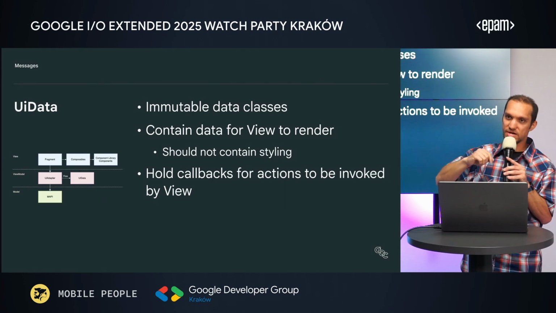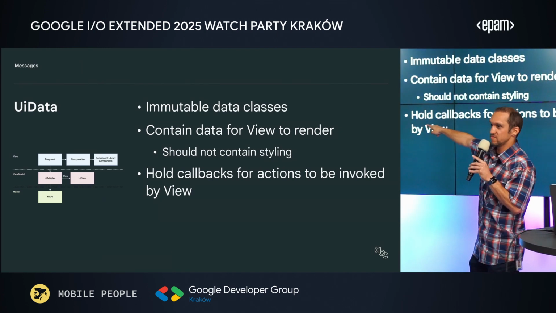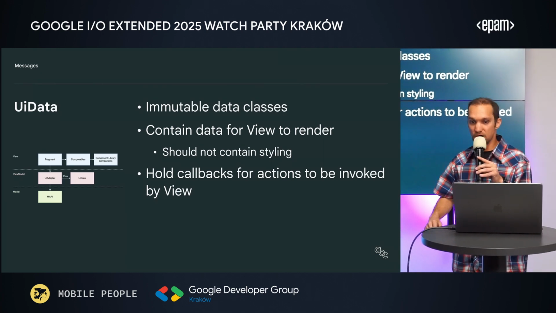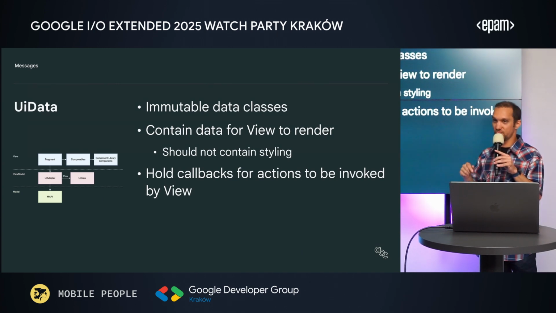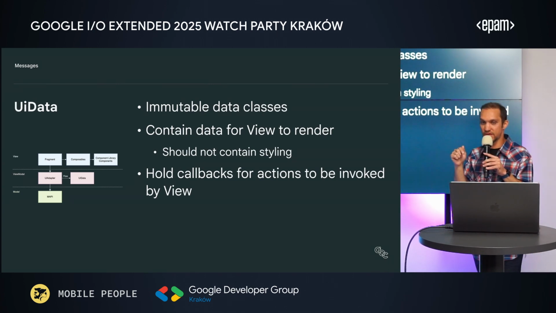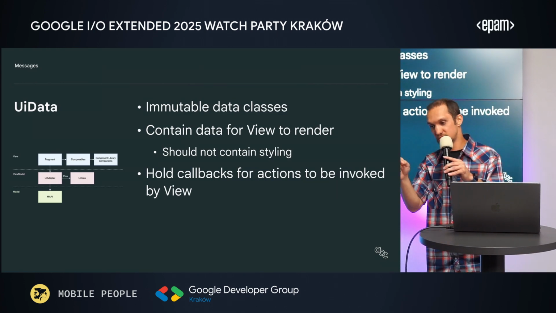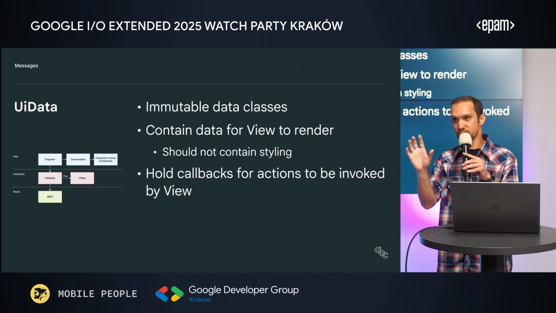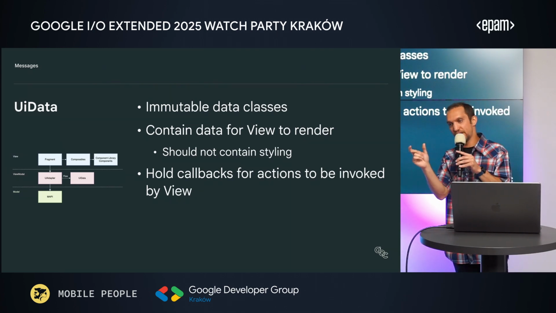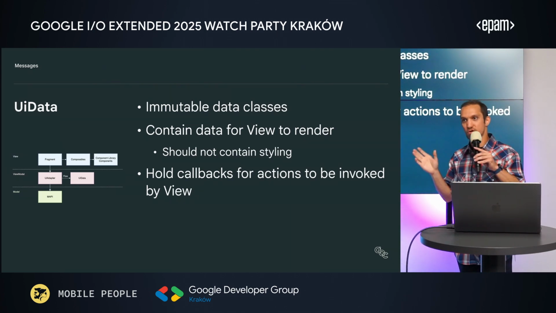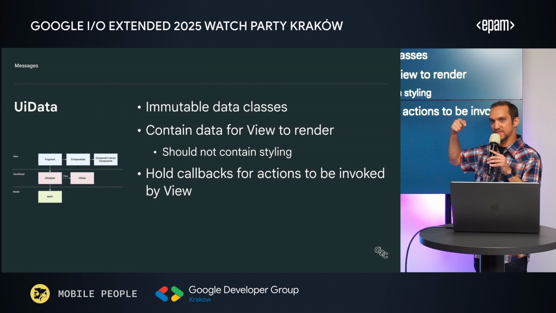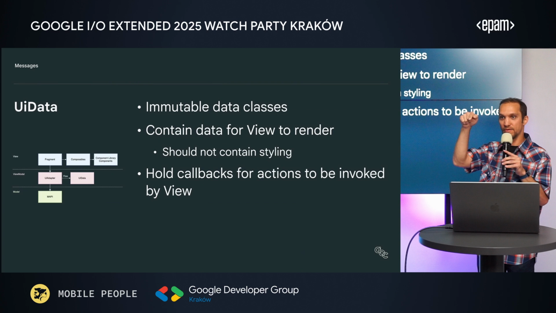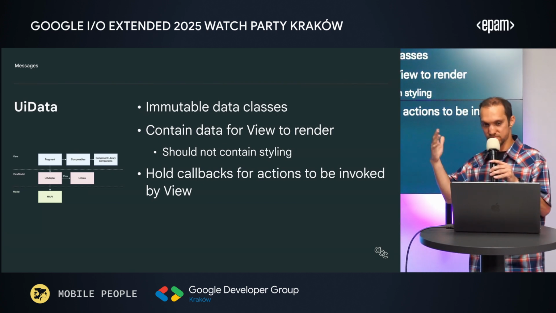It never contains any styling because we're at the view model layer. We're not at the view layer, so there's no styling information there. And then it also holds the callbacks for the actions. So it exposes all the actions that you can do. If you're talking about a message, in that example, it might be that long pressing stars the message. Well, there will be an action on the message UI data, which is star message. And that's literally the name, star message. And then the view gets to decide how it's going to actually invoke that method. When I long press it, I'm going to be calling that UI data method to star the message.